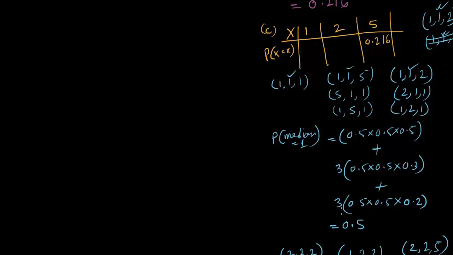Let's go back and plug it in. So when the median is 1, we get the probability of 0.5. So this would be 0.5 and we just found 0.284. This is a pretty long sum.